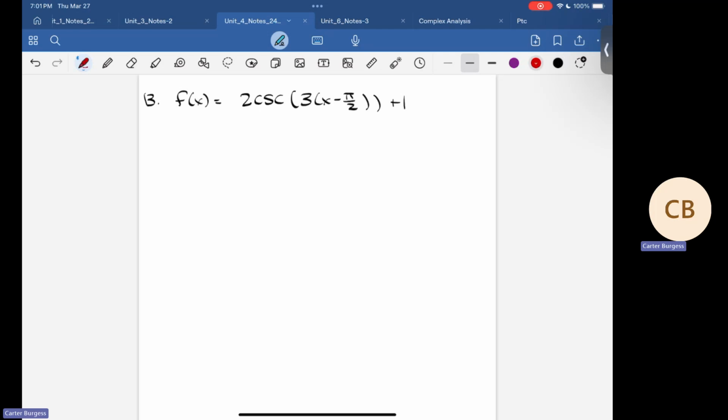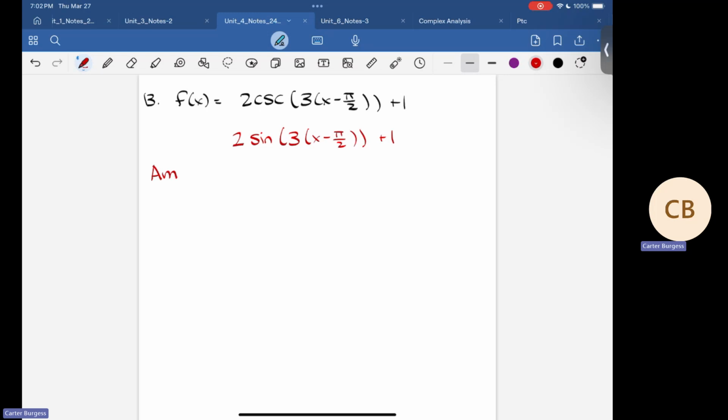Now cosecant, graphing cosecant directly, not saying it's all that crazy ridiculous, but certainly is going to be a little bit easier if we understand what's going on with its corresponding basic trig function, which in this case, in order to get a better idea of what's going on with cosecant, I'm going to ask what's going on with 2 times sine of 3 times x minus pi over 2 plus 1.